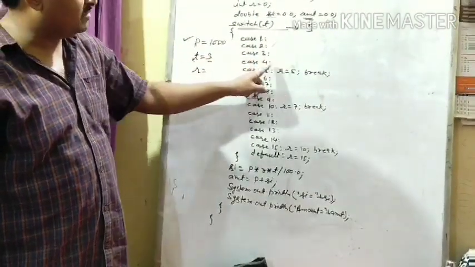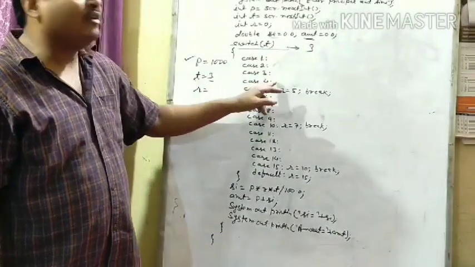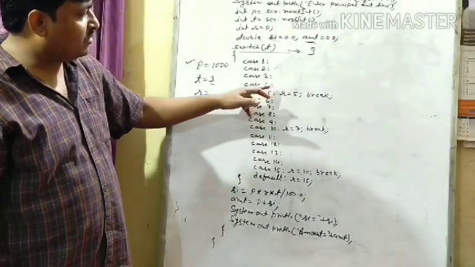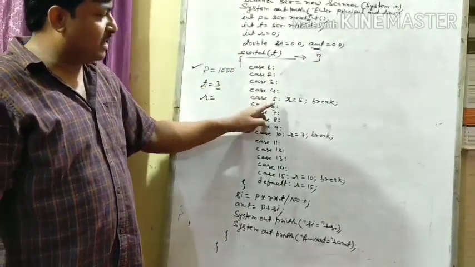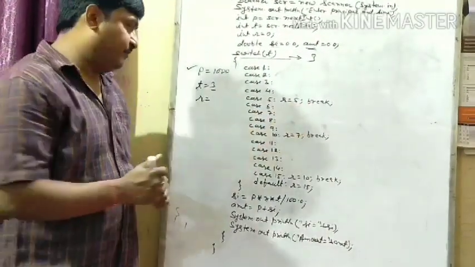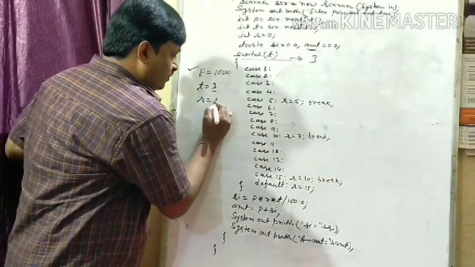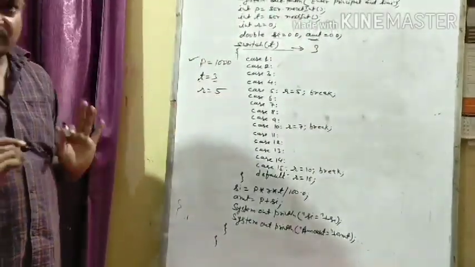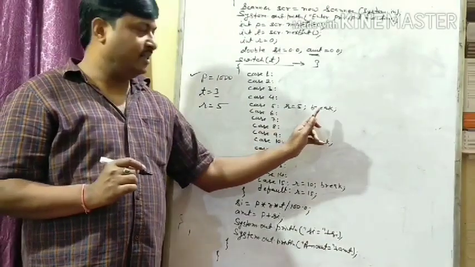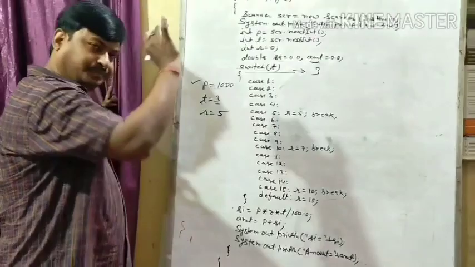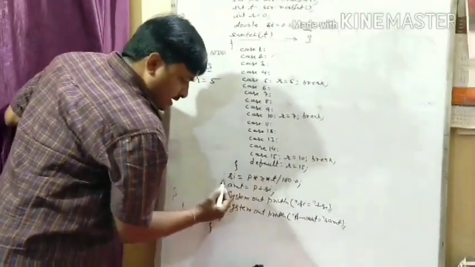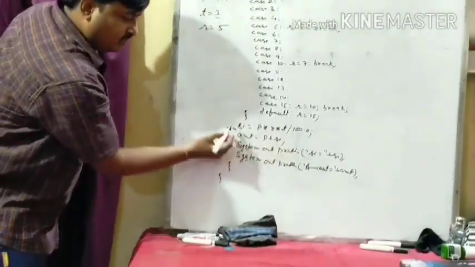There is no statement in case number 4 also and no break statement also. Therefore, the control will fall from case 4 to case 5. In case 5, R is equal to 5, R equal to 5 and break. The break will transfer the control outside the switch, here. Come here. Focus here.